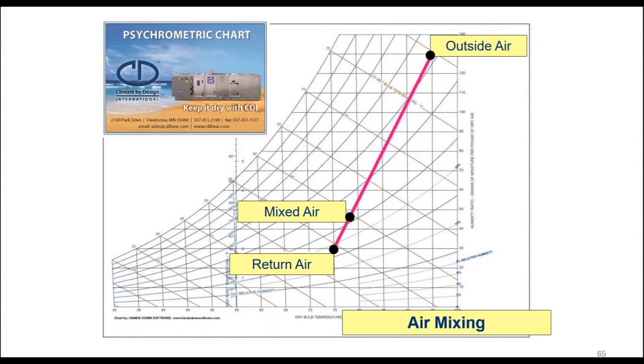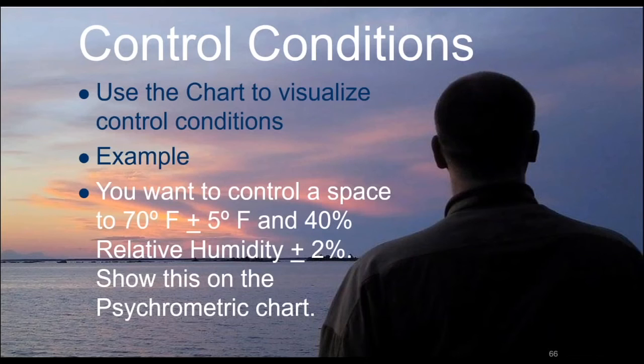Air mixing can be shown on our chart. If we have outside air at this condition, return air at this condition, and we are told we're 20% outside air, we can draw a line from the outside air to the return air, come back 20% of the distance because it has 20% of the effect, and that will give us our mixed air condition. So we can show air mixing on the psychrometric chart.